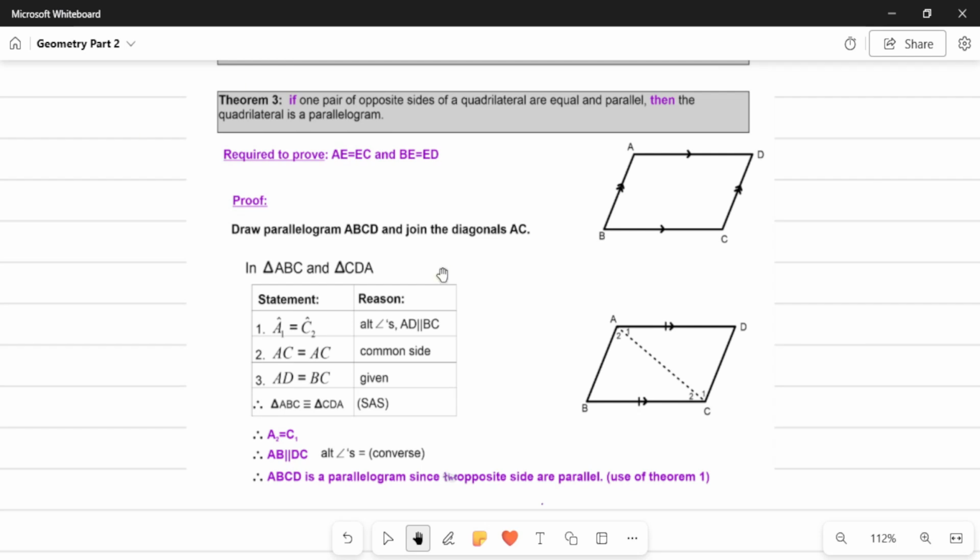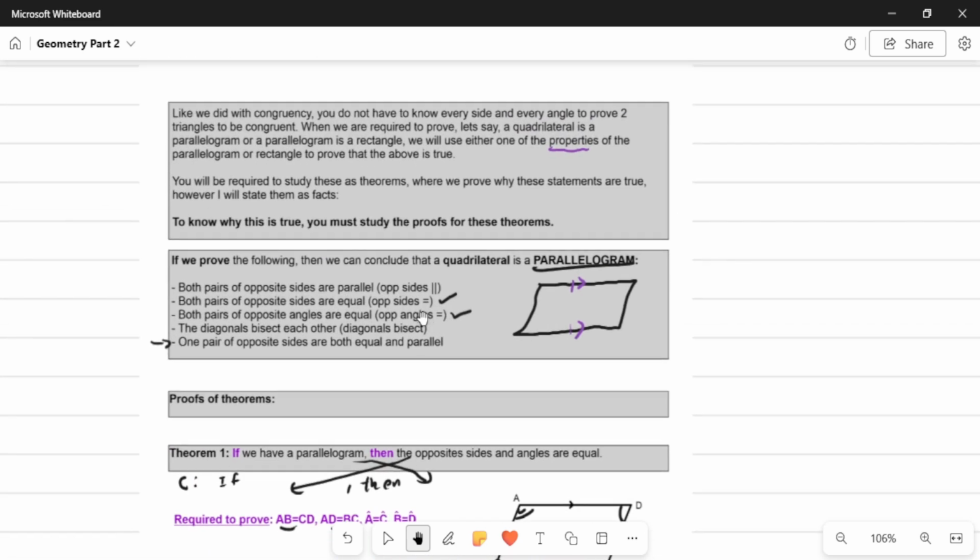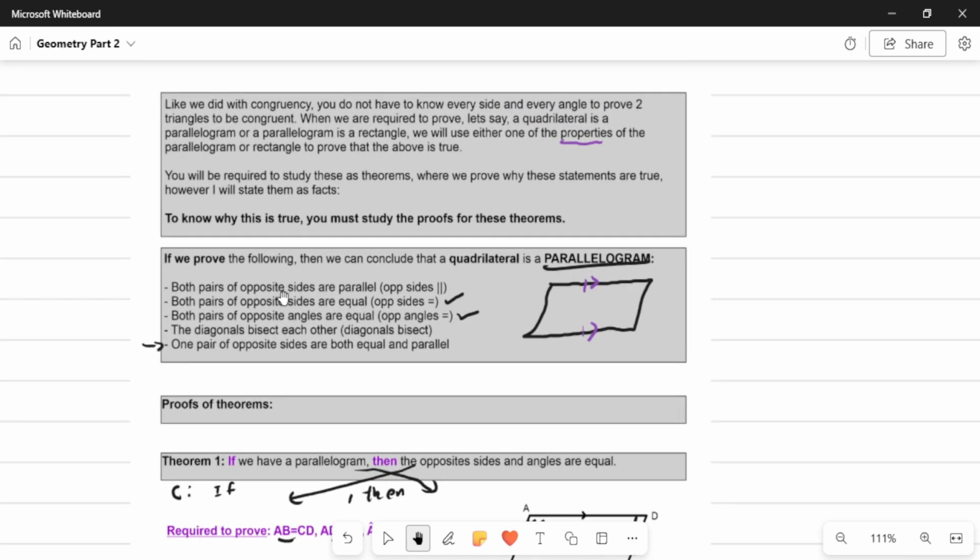Right, so now we can finally move on to our last theorem involving parallelograms. If we go back here, you can see that the first theorem was talking about both pairs of opposite sides being equal and both pairs of opposite angles being equal. The second theorem was talking about the diagonals bisecting each other. Now the last theorem is talking about one pair of opposite sides being both equal and parallel.